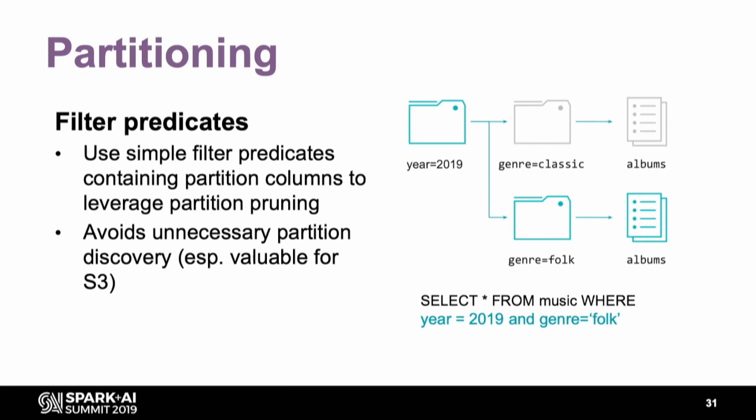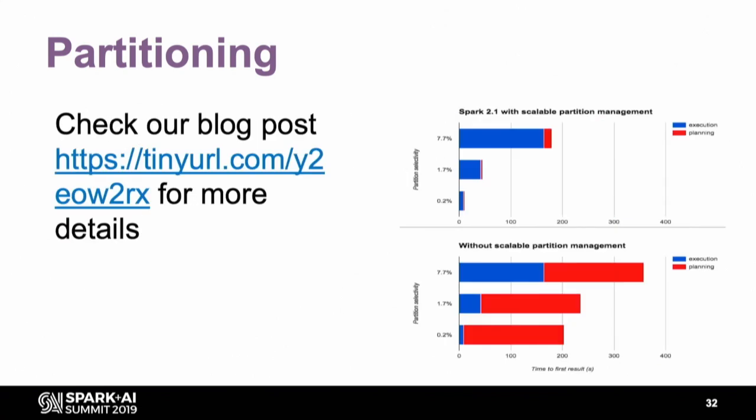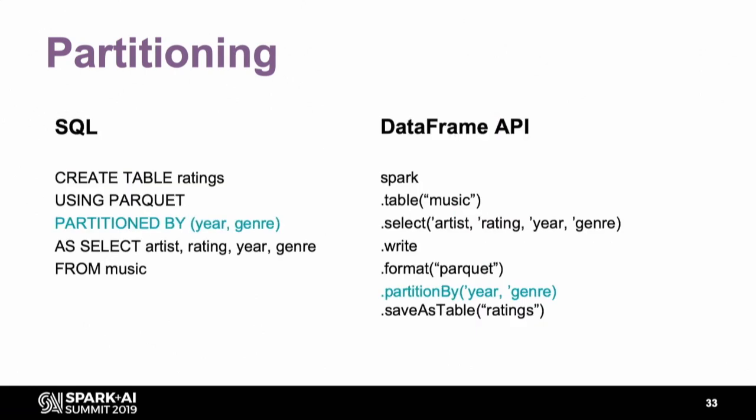This is especially valuable for AWS S3. There is a benchmark in our blog post, where with partition pruning, the runtime of the query is reduced. Please check the blog post for more details. In SQL, we can use the keyword PARTITIONED BY with partition columns, and Spark will write data into partition files. It's also supported in the DataFrame API. The partitioning information will also be persisted in the metastore.